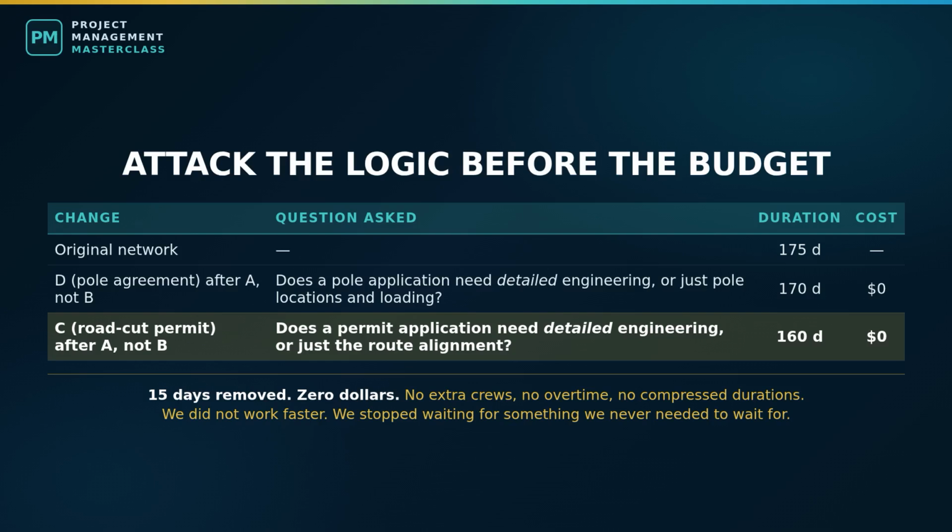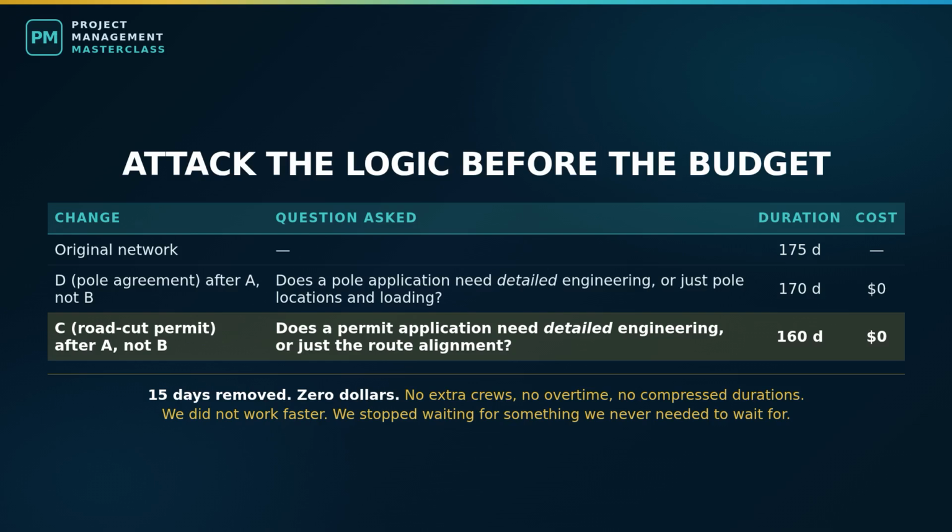So break it. Let the pole application start after A instead of after B. Recalculate. The pole agreement now starts day 10 instead of day 25. Aerial construction pulls forward. Project duration drops from 175 to 170 days. 5 days for free. And the critical path just moved to the underground leg because the aerial leg is no longer the longest chain.